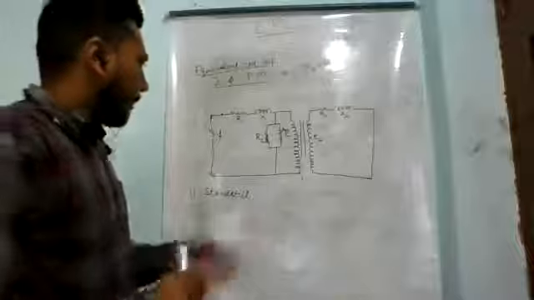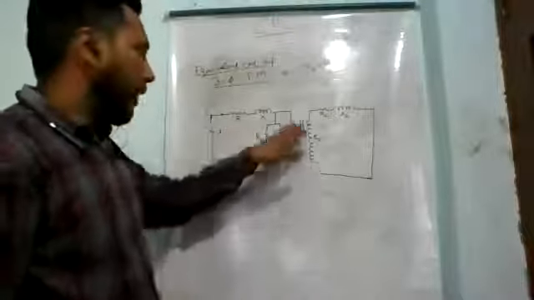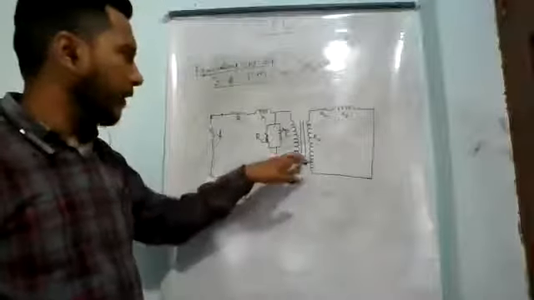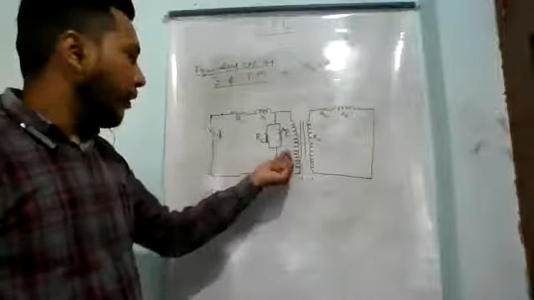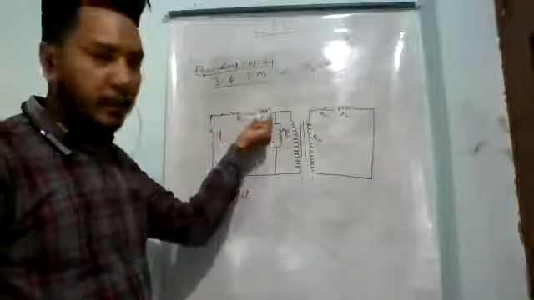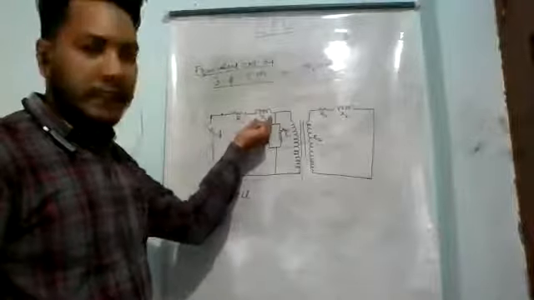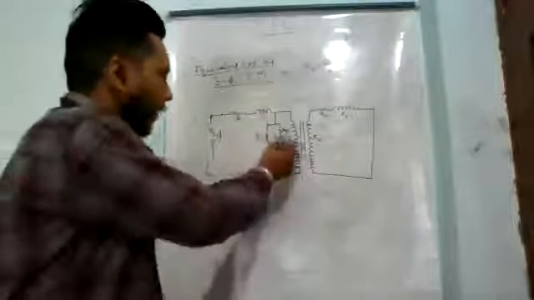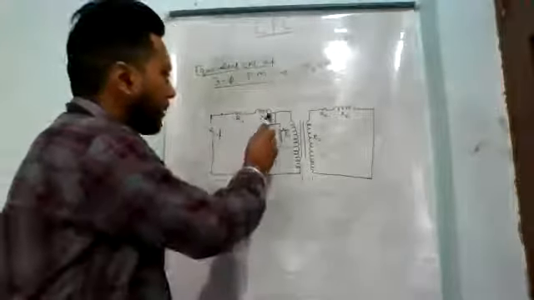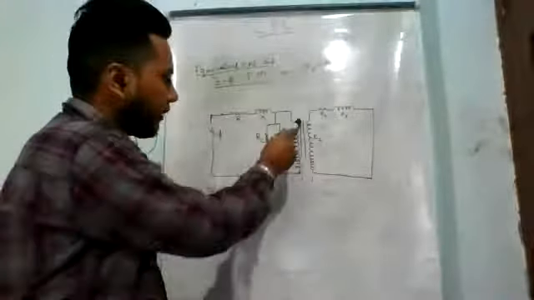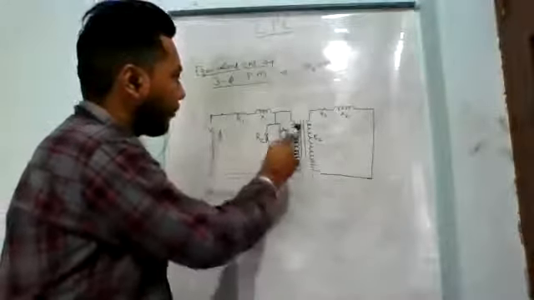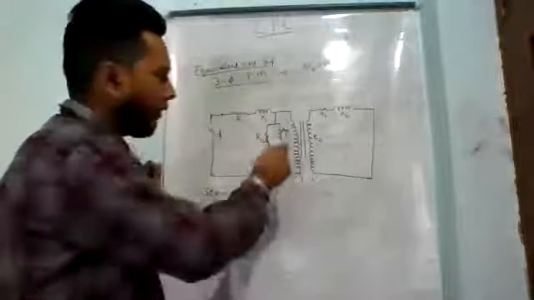Now, how do these parameters come about? As we know, there is a three-phase winding in the stator. Every winding has its own resistance and reactance. Because this is an AC motor, reactance is also present. This R1 is the primary winding resistance, and this X1 is the primary winding reactance. These two parameters are due to the stator winding.